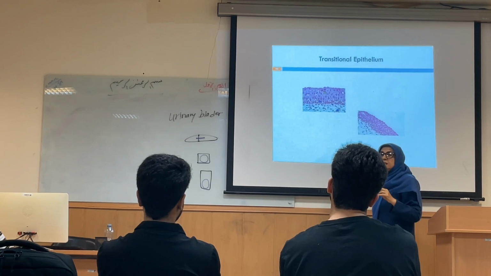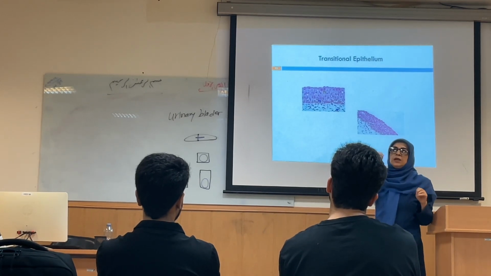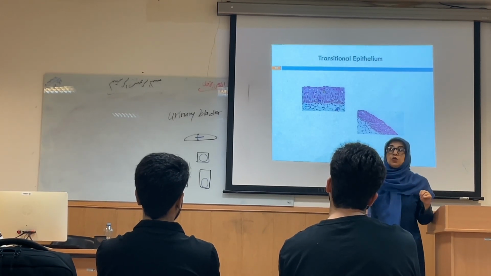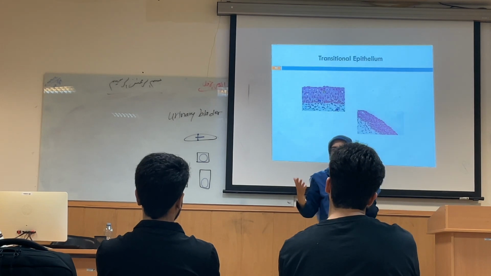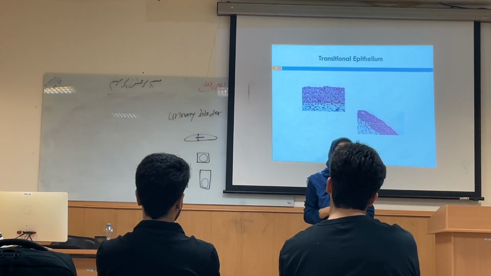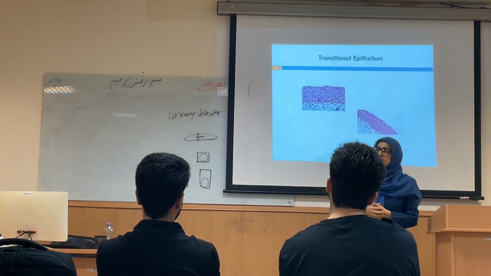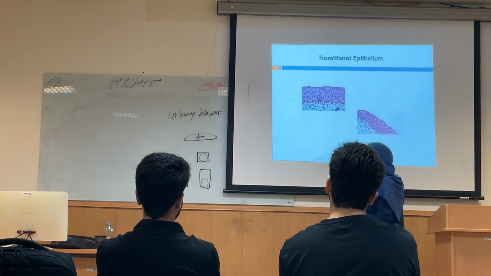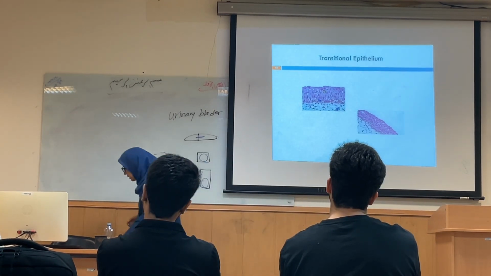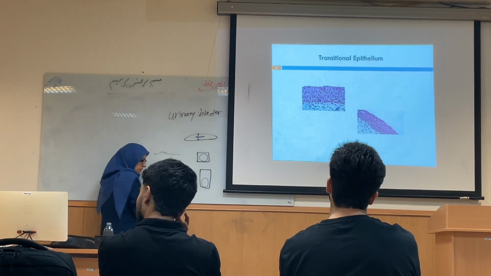We can see this type of epithelium just in the urinary system. It is also named urothelium, the epithelial tissue of the urinary system. You can see this type of epithelium in the urethra, urinary bladder, ureter, and also the calyx of the kidney. This type of epithelium has one specific cell type.